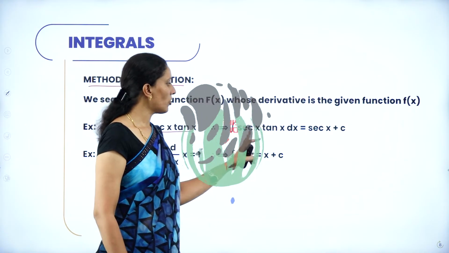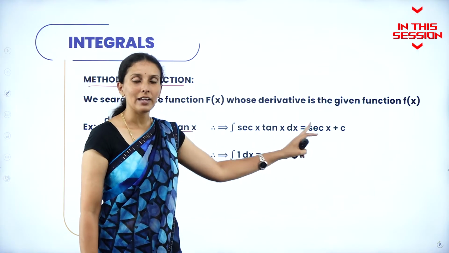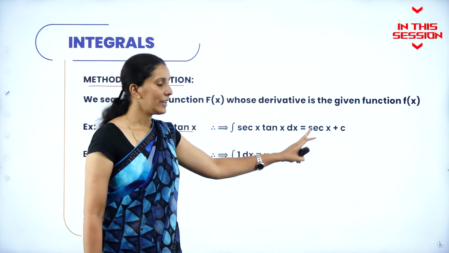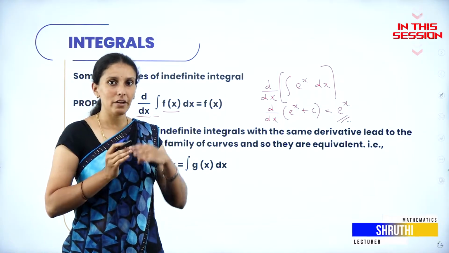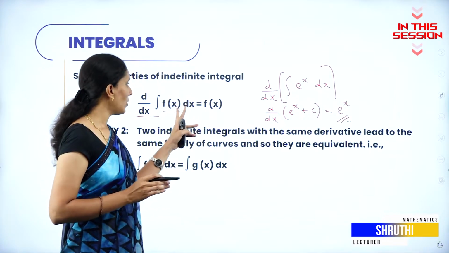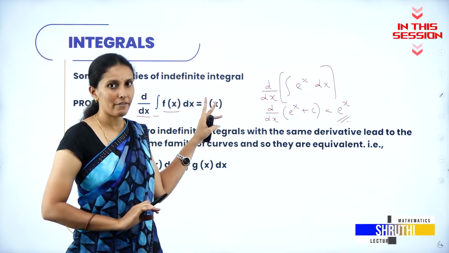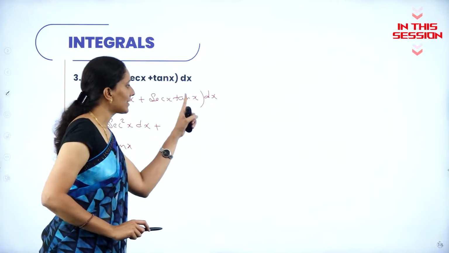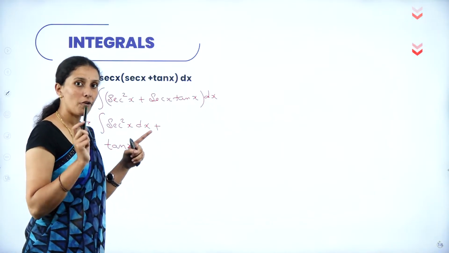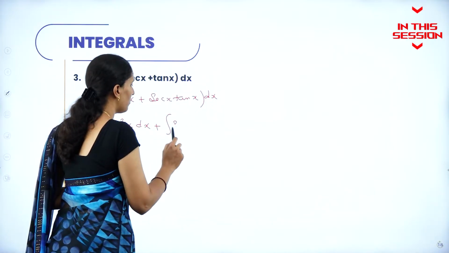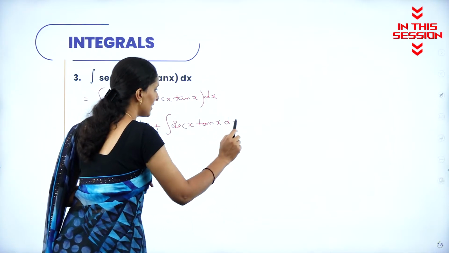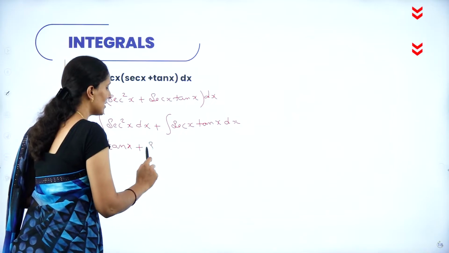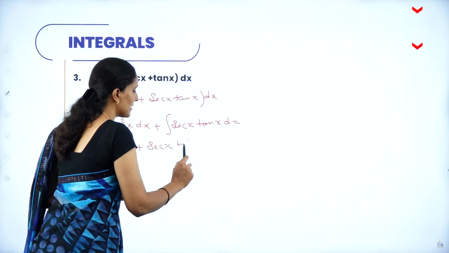Whenever the integration of secant x tan x is given, I can write the function as secant x plus c. Simultaneously, whenever d by dx is given with the integral, then the value of the function is the derivative itself. Secant x tan x is the derivative of the secant function. Therefore, integration of secant x tan x dx can be written as the secant x function plus c.